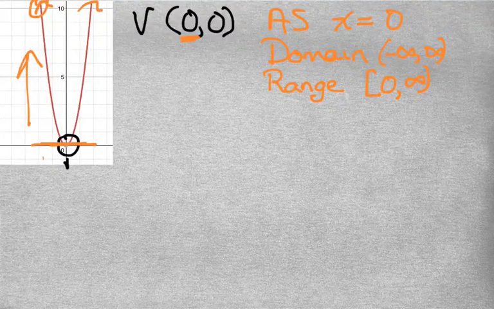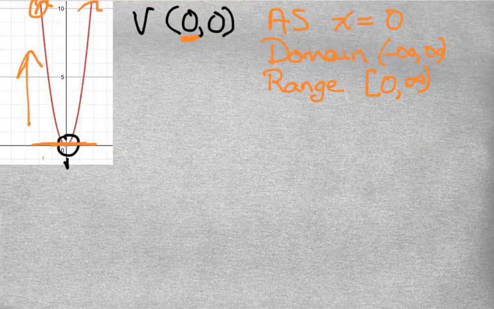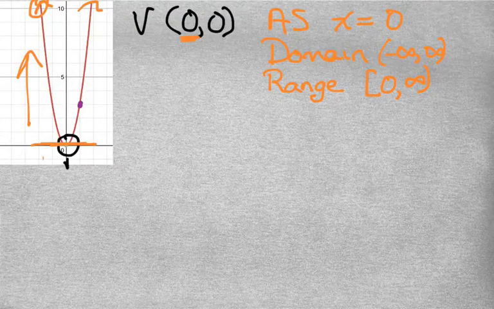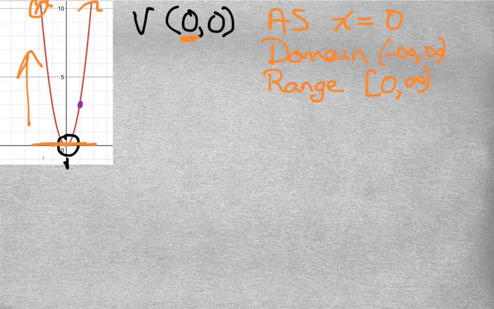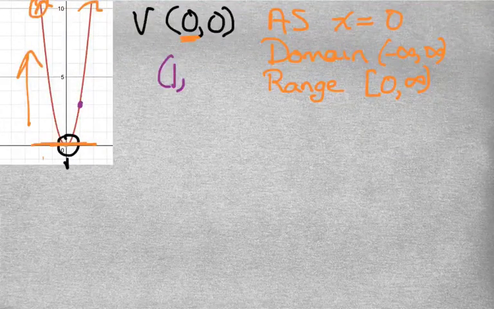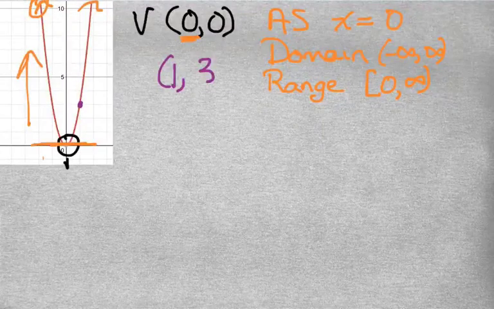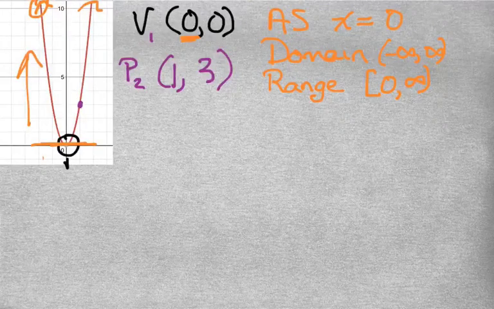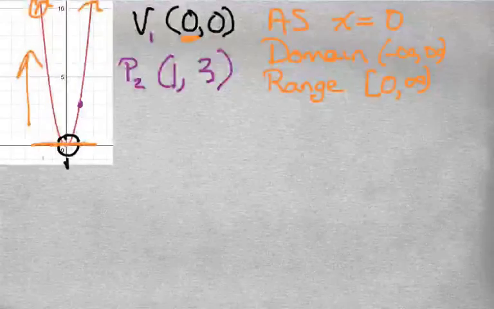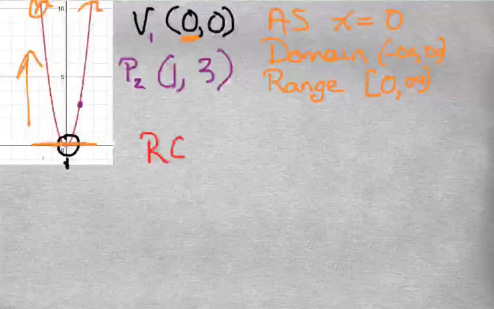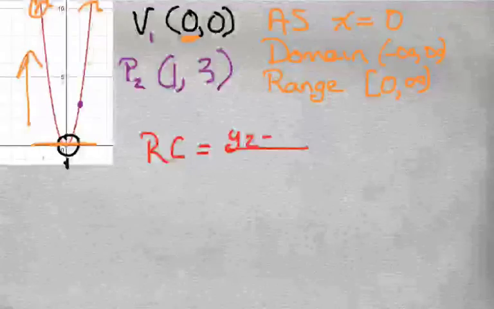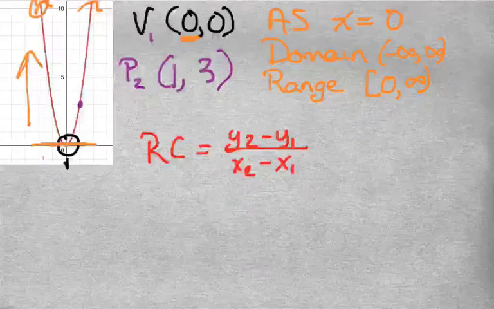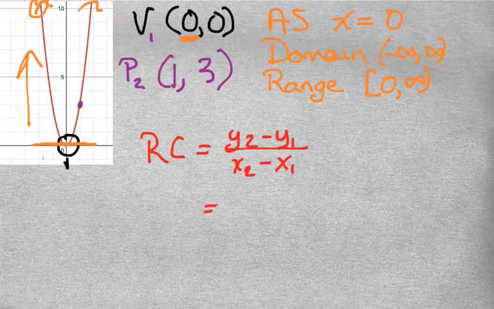Now let's find the second point when we leave the vertex, either going to the right or left. I typically go right, and so the first point where I cross a crosshair at a true ordered pair is at 1, 3. And this is my point 2. This is point 1. Then we're going to plug into the rate of change formula, which is y2 minus y1 over x2 minus x1, and we're going to evaluate the points.